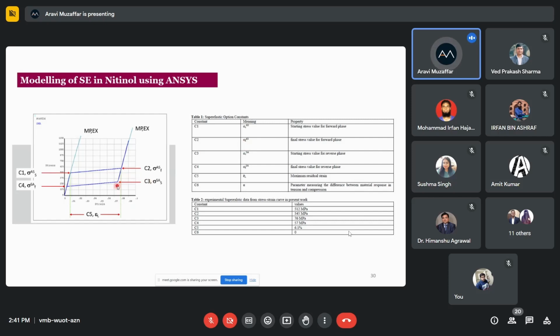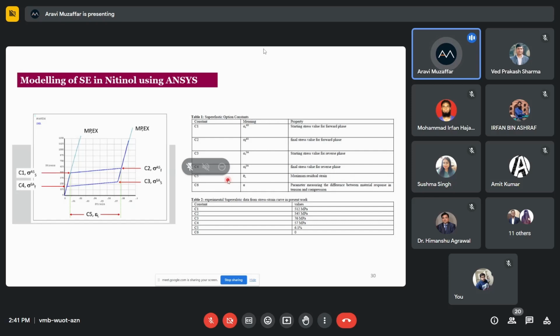The third parameter that is required is the stress at which the transformation of martensite to austenite begins. That is sigma S, the stress at which the transformation starts from martensite to austenite. And then what is the stress at which this transformation is complete from martensite to austenite on unloading. So these are the 4 stress parameters that are required.